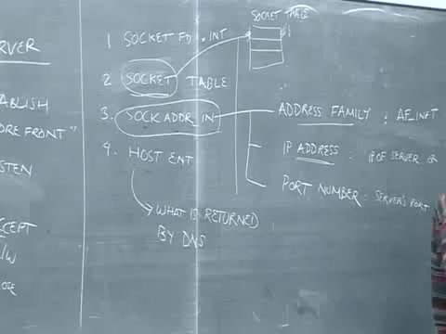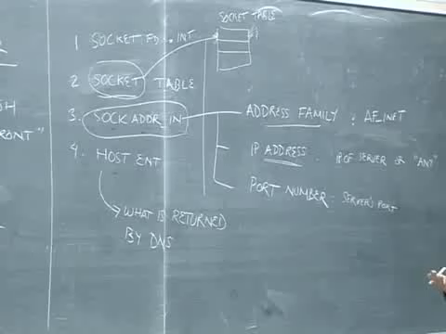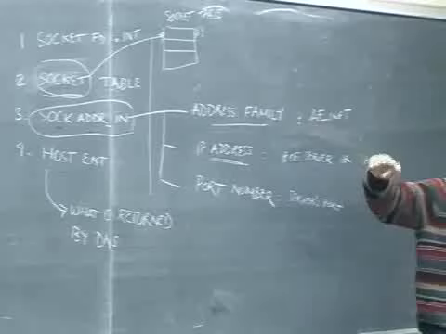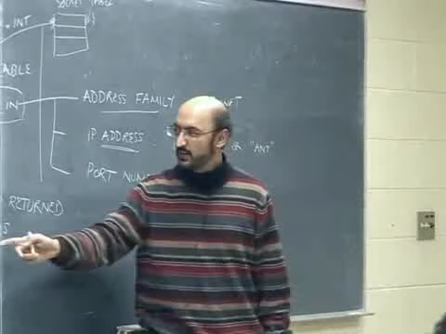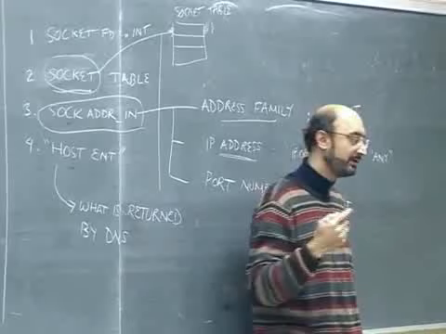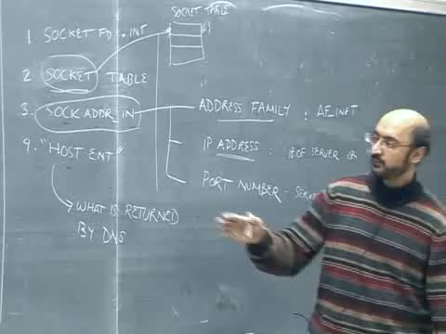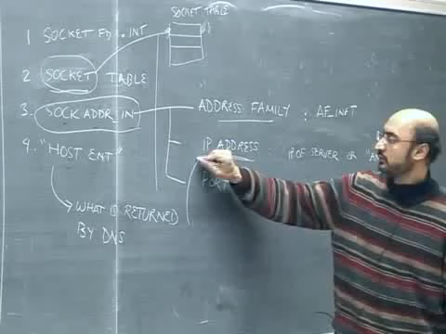We want to figure out the IP address. Okay, how do we do that? We're going to call the DNS and say, I want to know the IP address of cs.uwaterloo.ca, and what is returned by DNS is this structure called hostent, which contains the IP address, but it's in a funny format. For our purpose, we don't really care what that format is, but as far as we're concerned, this is basically the host address, and then we're going to copy this into here, okay? The IP address goes into here.